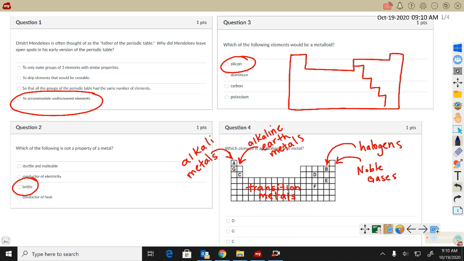Number 2, in general, we should know on the periodic table where to find metals, nonmetals, and metalloids, and we should know some of their general properties. Metals are ductile and malleable. Ductile meaning you can draw them into a thin wire. Malleable, you can pound them into a thin sheet. They are good conductors of heat and electricity, but they are not brittle. Brittle meaning that they would maybe crumble if you scratch them with your fingernail. That would be a property of a nonmetal.